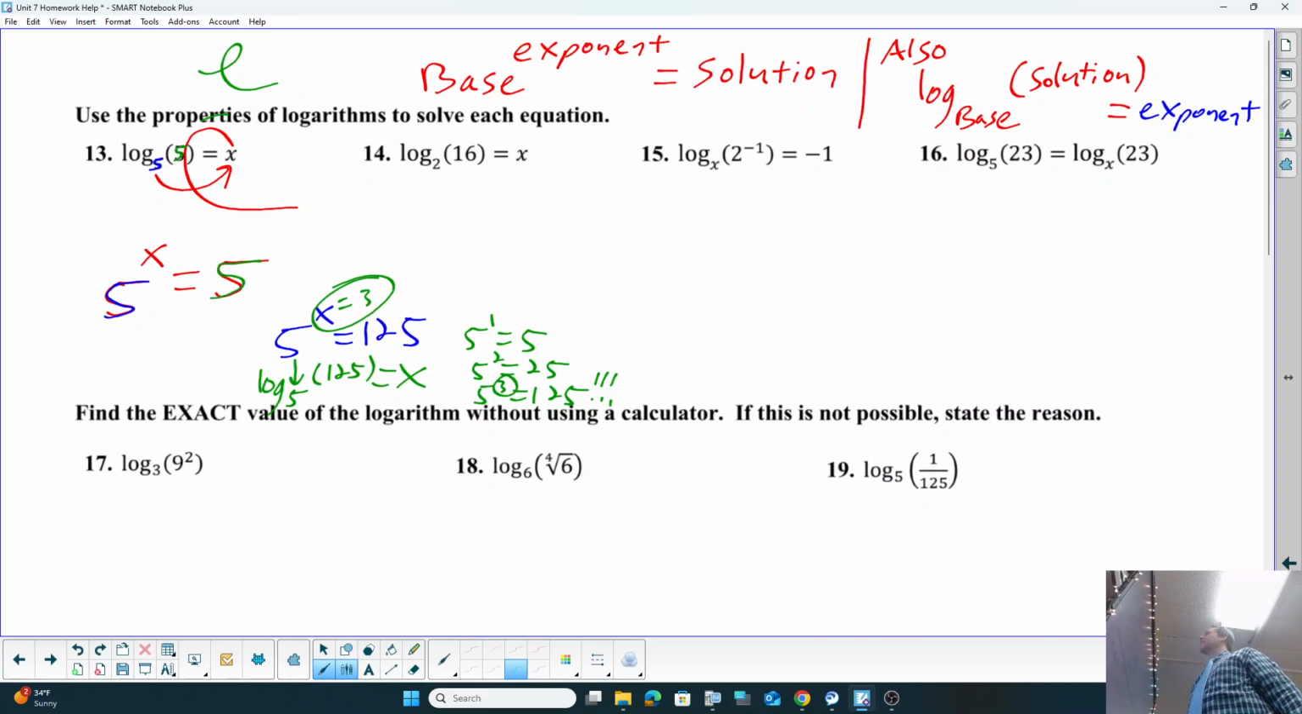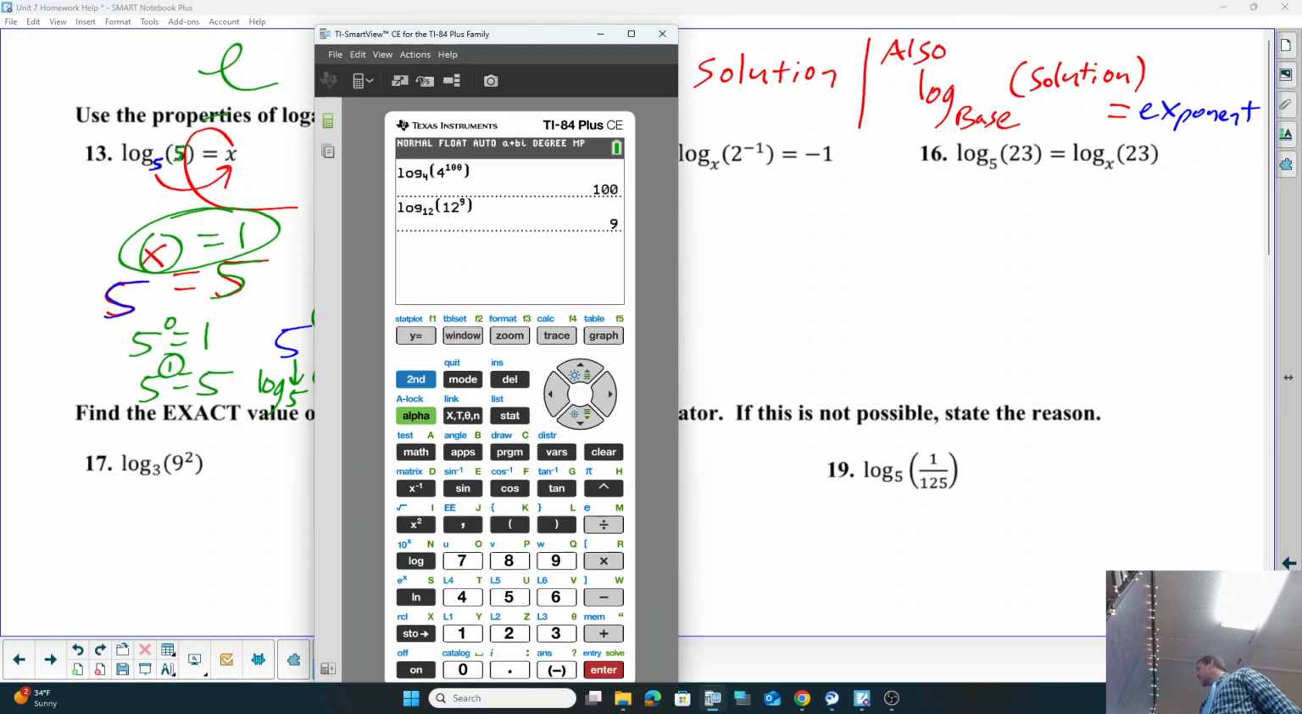Okay, so you can guess and check. That's probably the best way to do it. 5 to the 0 power is just 1. 5 to the first power is 5. So x equals 1, because 5 to the first power is 5. If you're not sure, you can go ahead and plug it into your calculator.